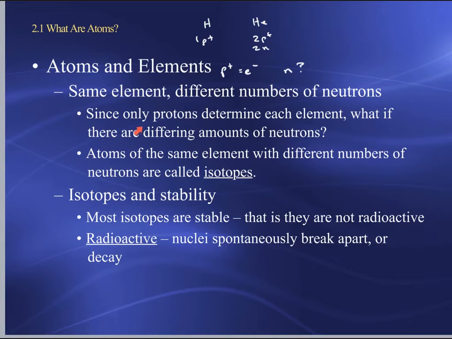Well, since only protons determine what the element is, what if there are differing numbers of neutrons? What if we could have helium with 3 neutrons? Would it stay helium? Yeah, because the proton number didn't change. Atoms of the same element with different numbers of neutrons are called isotopes. This is an important thing. A very common example here is something called carbon-12 and carbon-14. We'll actually see this later on this year again. Basically, these things are called carbon-12 and carbon-14.